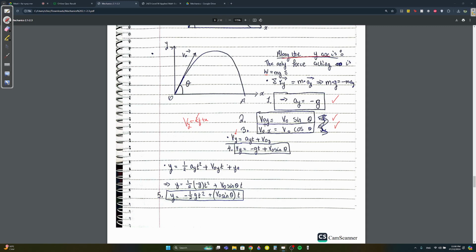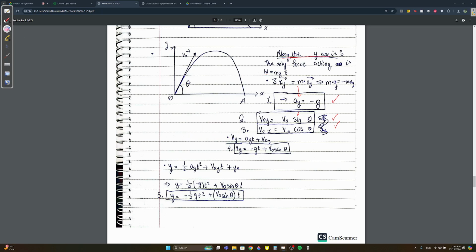The acceleration of y, which we found in the first formula, is minus g. Time stays as t, and u is the initial velocity, so v naught y, right? In this case, we want v naught y. What's v naught y? It's v naught sine theta. This is how we got this. Okay, very easy.